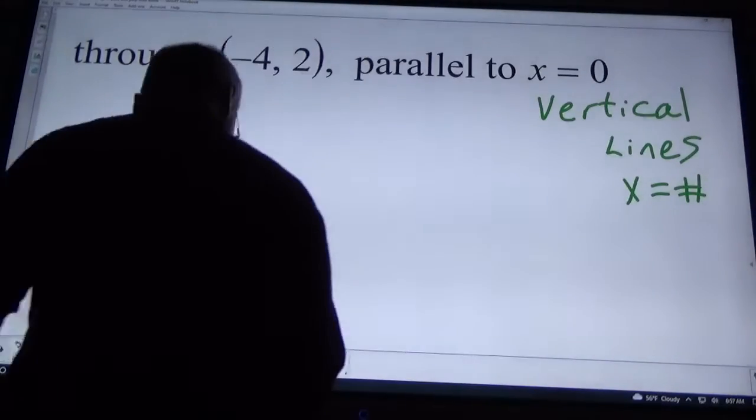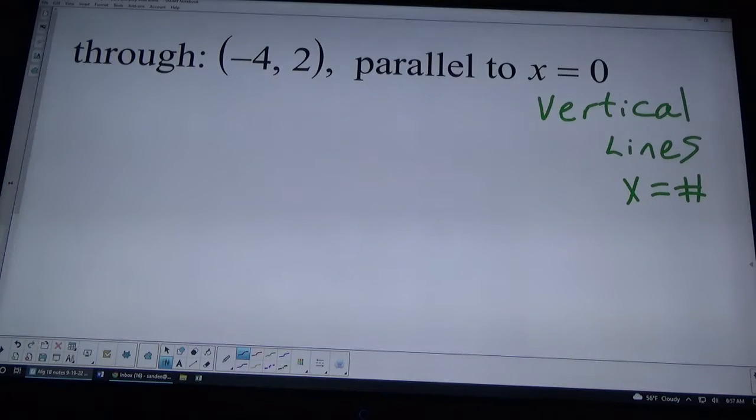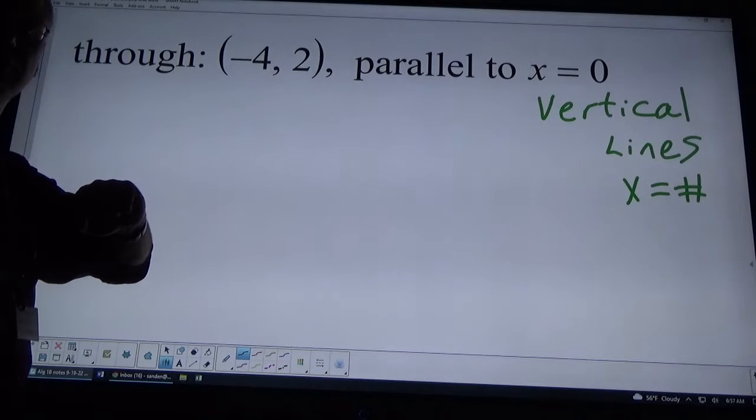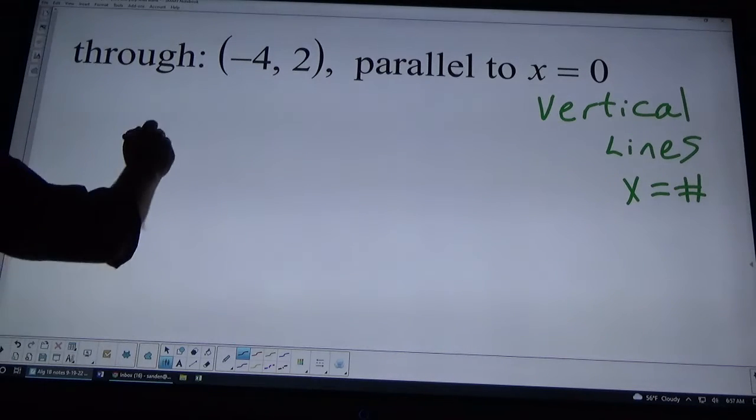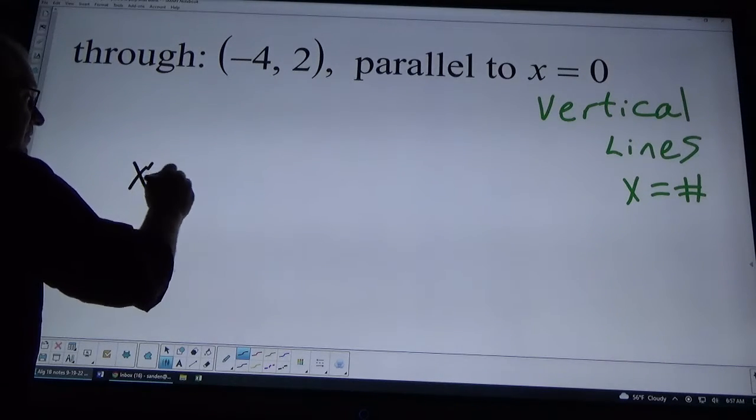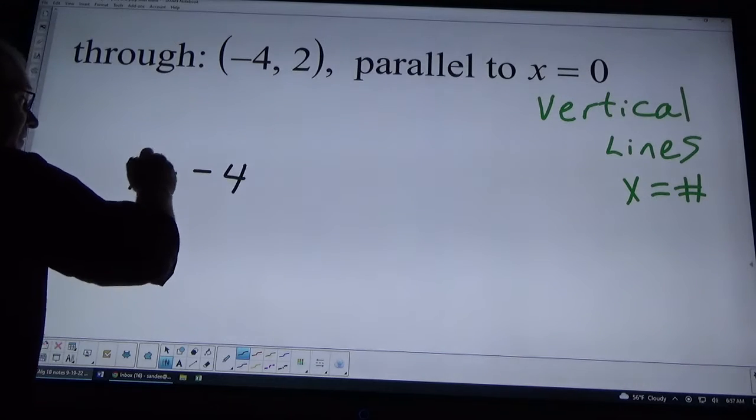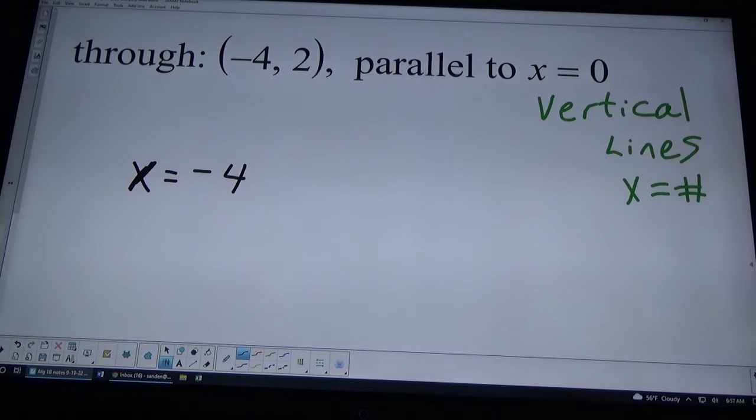And if we just said that all vertical lines are in the form x equals a number, what is the x value in my coordinate? X is equal to negative 4. And that's the equation of this line.